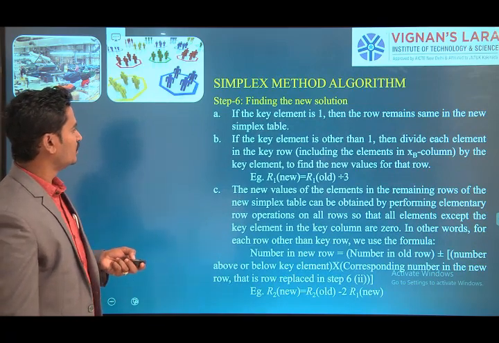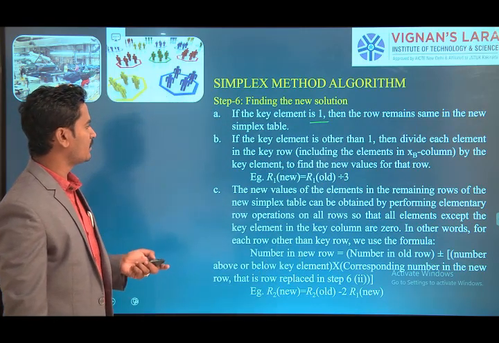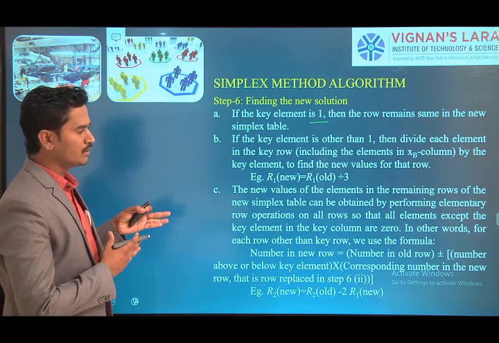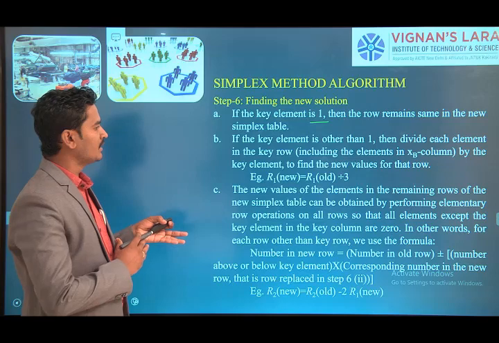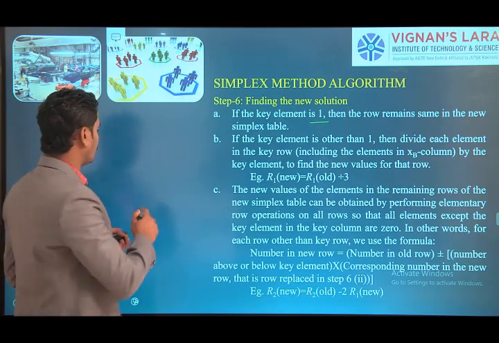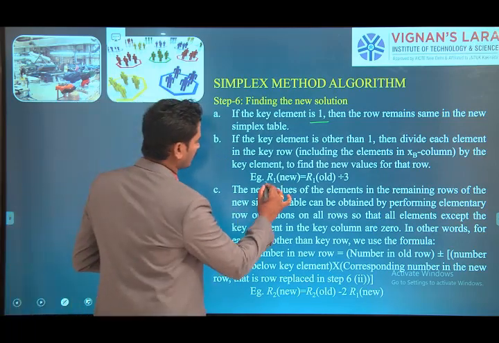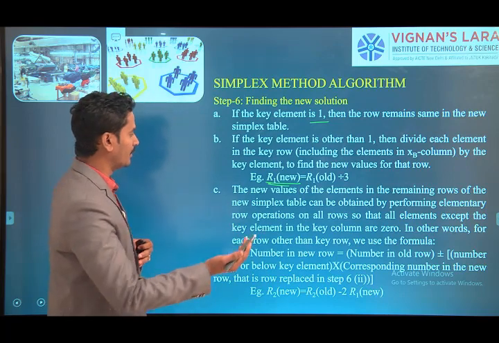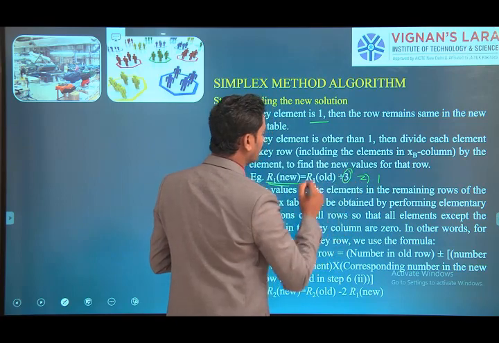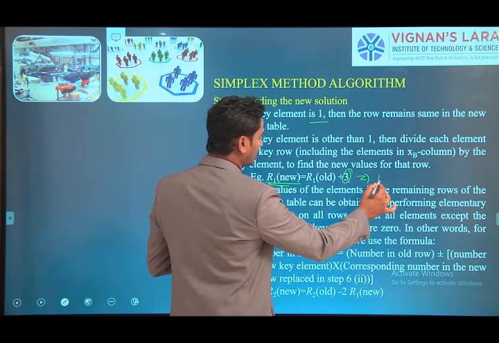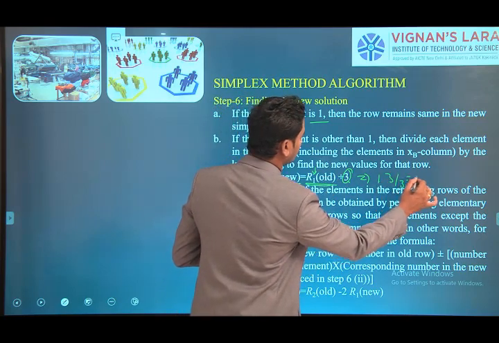Okay, next, find the new solution. If the key element is 1, then the row remains the same in the new simplex table. If the key element is other than 1, we convert it into 1 by dividing, subtracting or adding, using the help of the key column. For example, R1 new: in the new table we have to convert the key element to 1. If the key element is 3, we convert it into 1 by R1 divided by 3. That is, old value 3 divided by 3 gives us 1.